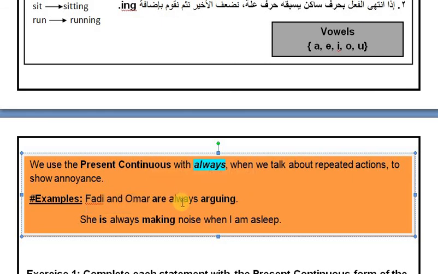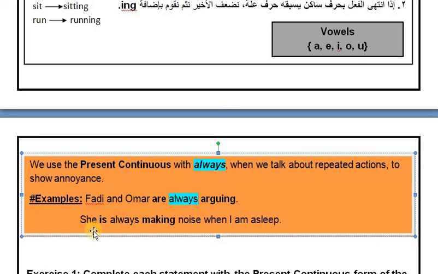But pay attention here. Fadi and Omar together مع بعض هم subject. So we use are. شو بالنسبة ل always؟ هون ايش افادتني always؟ شو المقصود؟ انه فادي وعمر دائما هم arguing، وهذا الاشي يعتبر repeated actions، اشياء متكررة. عشان يبين غضبي بستخدم ايش؟ ال present continuous مع ال always.